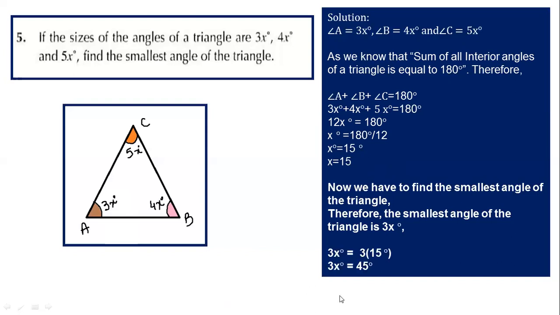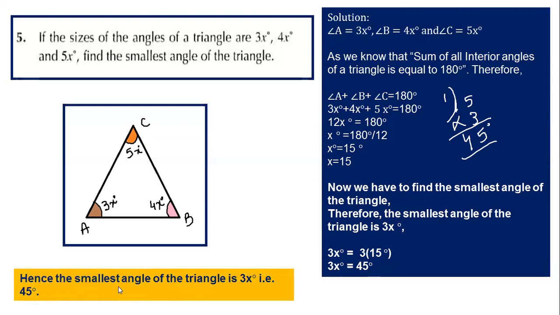So 3x degree is equal to 3 multiplied by 15 degree, because the value of x degree is 15 degree, meaning the measurement of x degree is 15 degree. So 3x degree is equal to 3 multiplied by 15 is 45. I will also show it by solving here. 15 multiplied by 3: 3 5s are 15, 1 carry, 3 1s are 3, 4, so 45 degrees. So 3x degree is equal to 45 degree. Now we can conclude that hence the smallest angle of the triangle is 3x degree, that is 45 degrees.